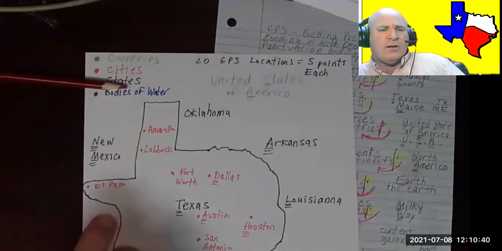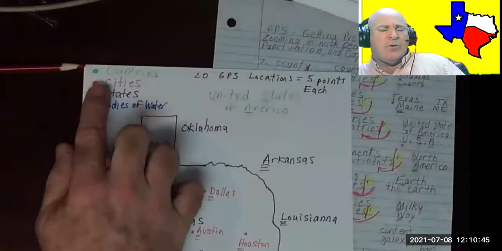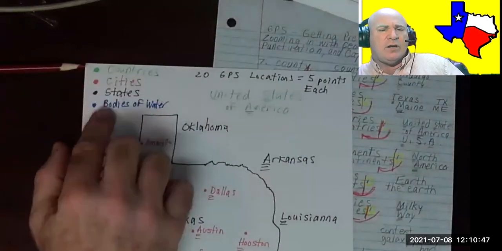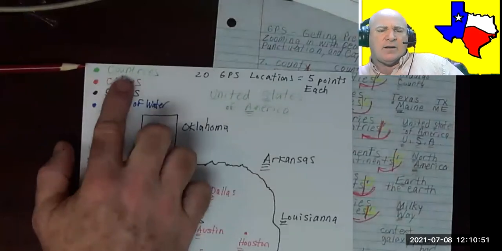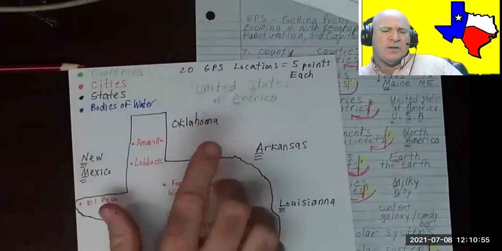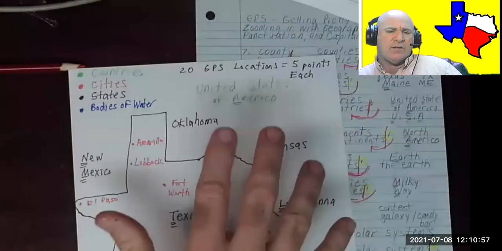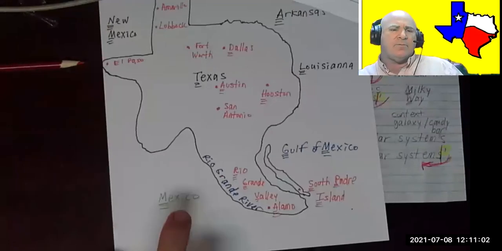If I wrote a country, here's my little guide. I wrote the countries in green. We have 2 countries. The United States of America is Texas and all of the other 49 states. And down here below, also in green, is Mexico, capital Mexico.